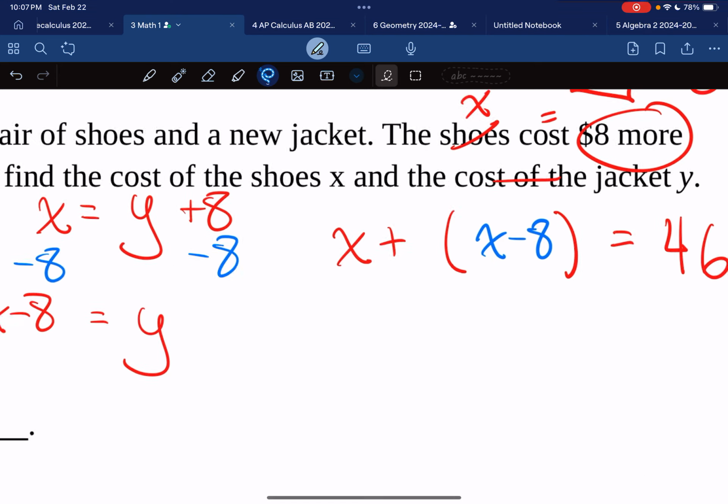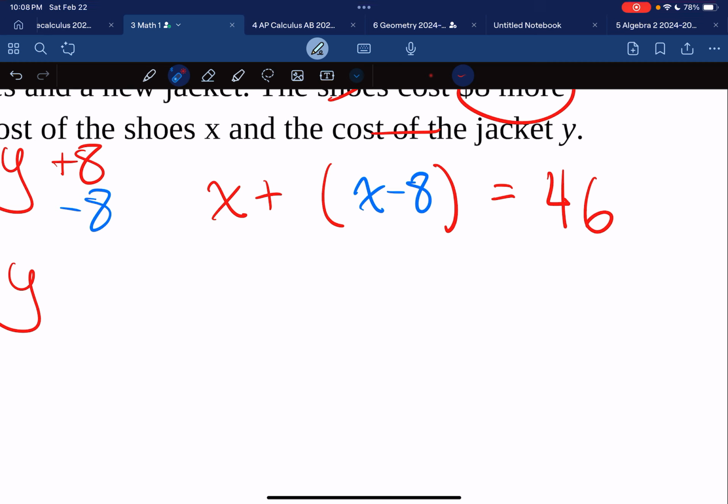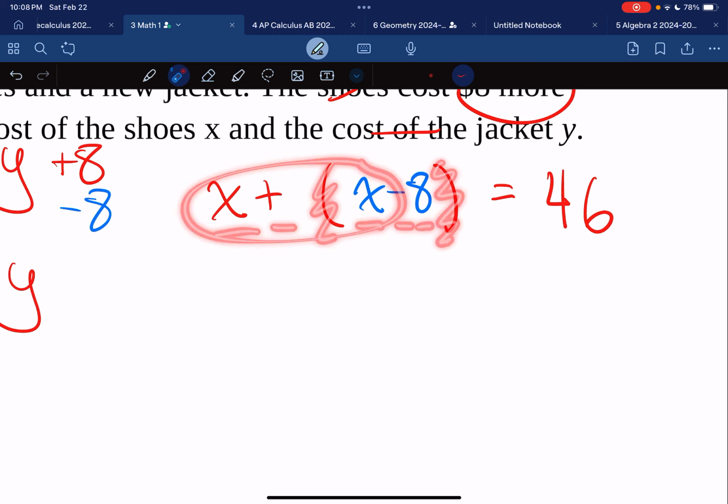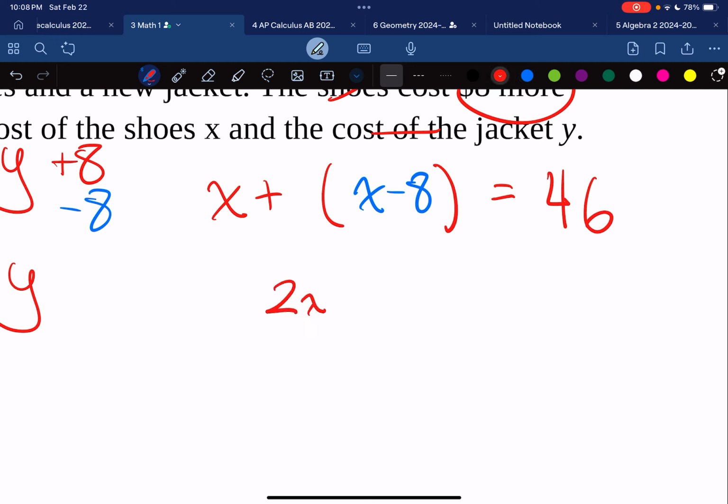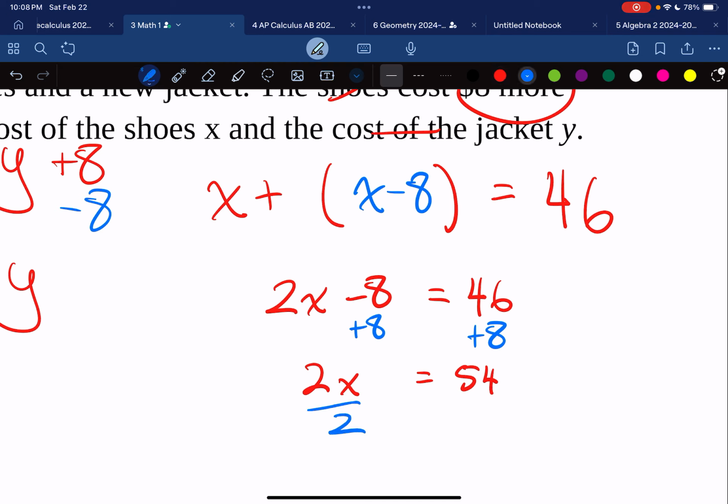Okay, so solving this, plus parentheses. Whenever you have a plus in front of the parentheses, you can kind of just drop the parentheses. So there's my new equation, x plus x minus 8. Well, x plus x is 2x, and then I still have to rewrite my minus 8. So 2x minus 8 is equal to 46, and then from there I'm going to add 8 to both sides. 2x is now going to be equal to 54. And then from here, I'm going to divide both sides by 2, and x is equal to 27.